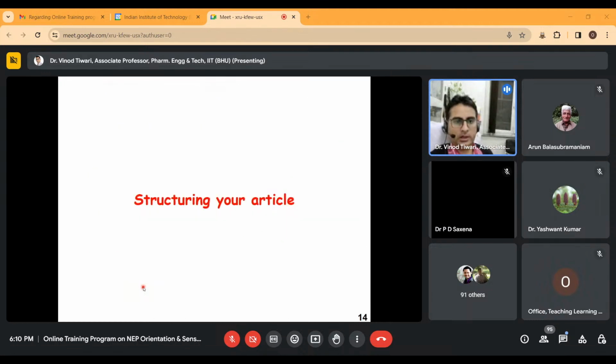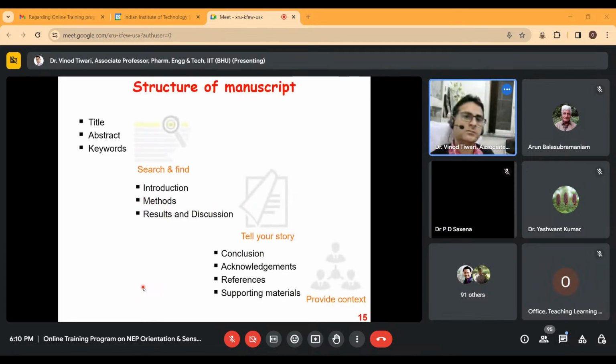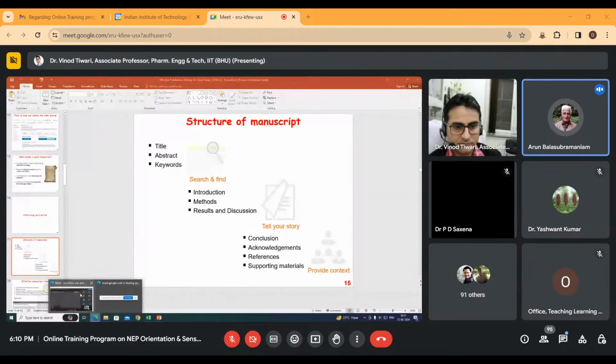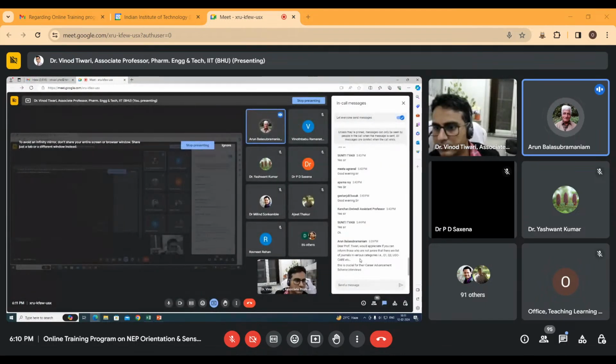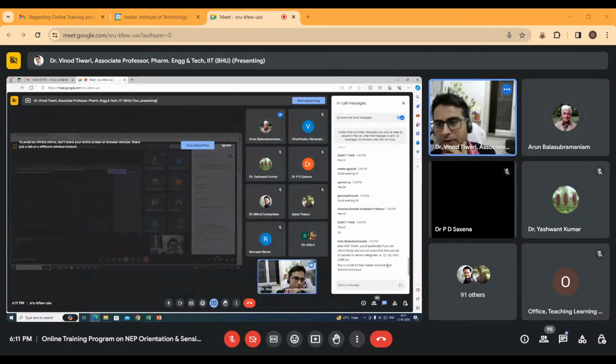Now, structuring your article, what should be the different components, how you should structure it. These are some of the components, Dr. Tiwari, sorry to interrupt. My apologies. I just sent some message in the chat, if you can tell others, because for career advancement, it's very crucial. So if you can tell them, of course, I know that, but if you can tell them. Yeah. Thank you so much.